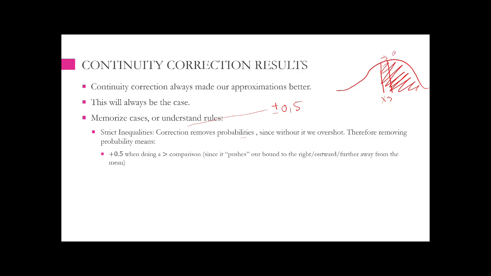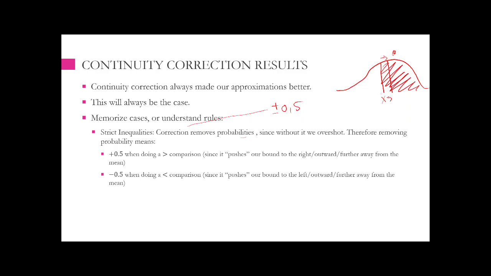If you are on the other side of the mean, it's outwards, or further away from the mean. Further away from the mean only makes sense if your bound is already greater than your mean. But I just added these things so you can think about how you need to go about deciding whether I'm adding 0.5 or subtracting 0.5.